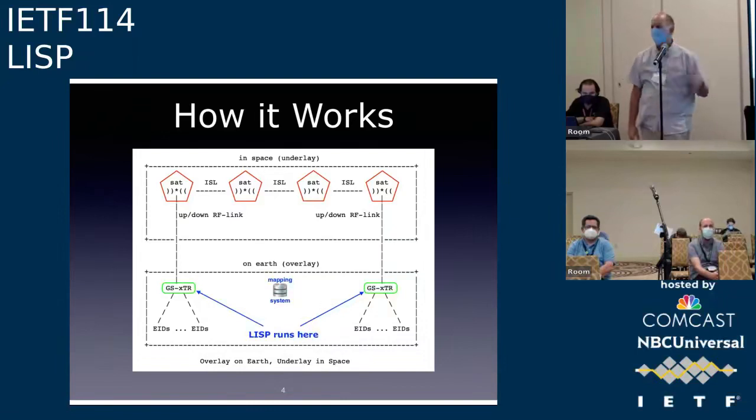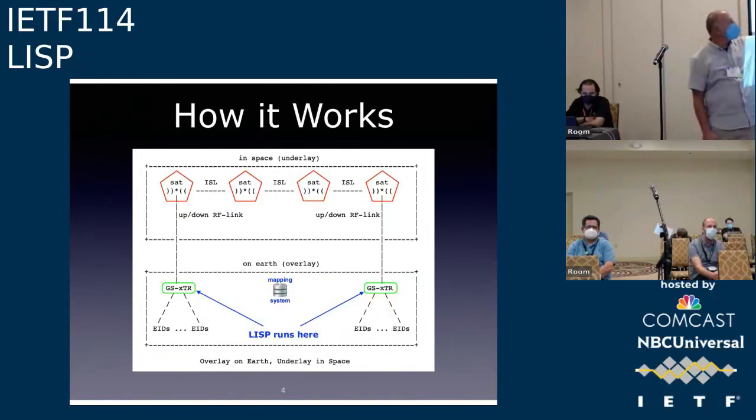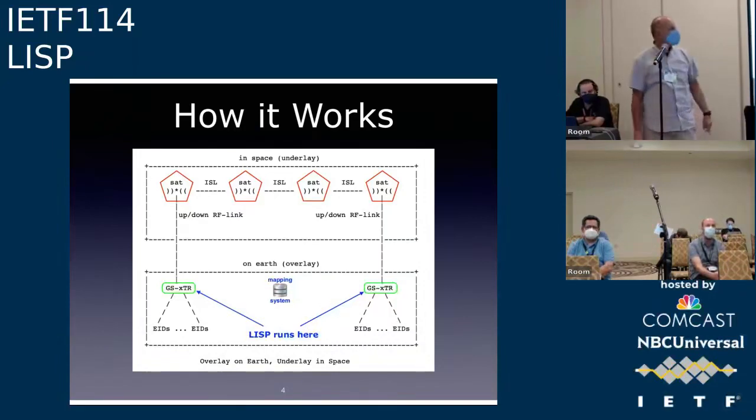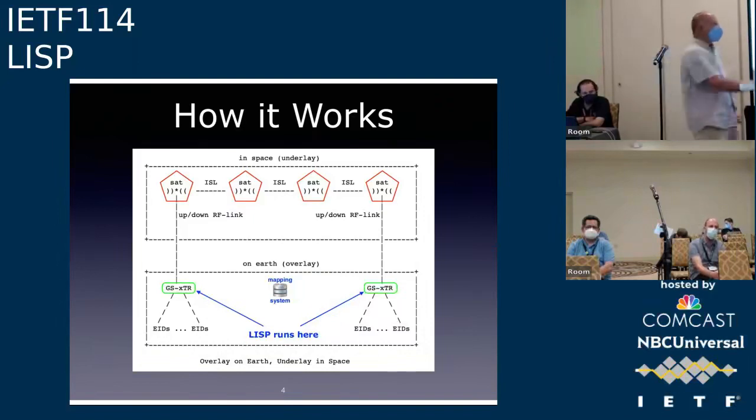So if you want to go from, say, San Francisco to London, you might have to go up to a satellite, an ISL to another satellite, and then down. But the idea is that LISP doesn't care about this. Whatever the satellite has to do to deliver a packet from this RLOC to that RLOC, it just does that.